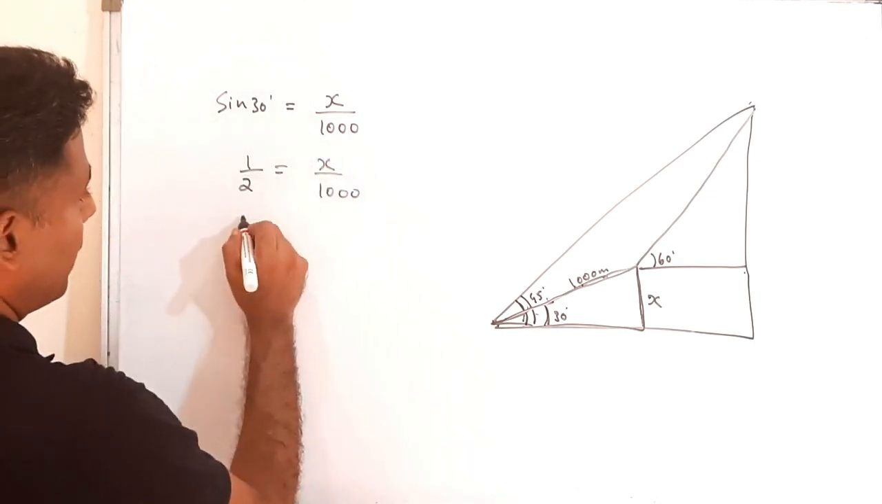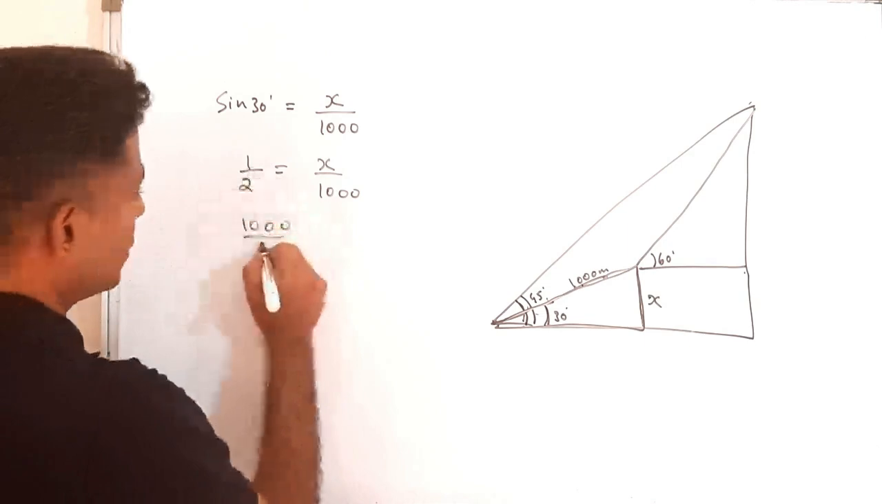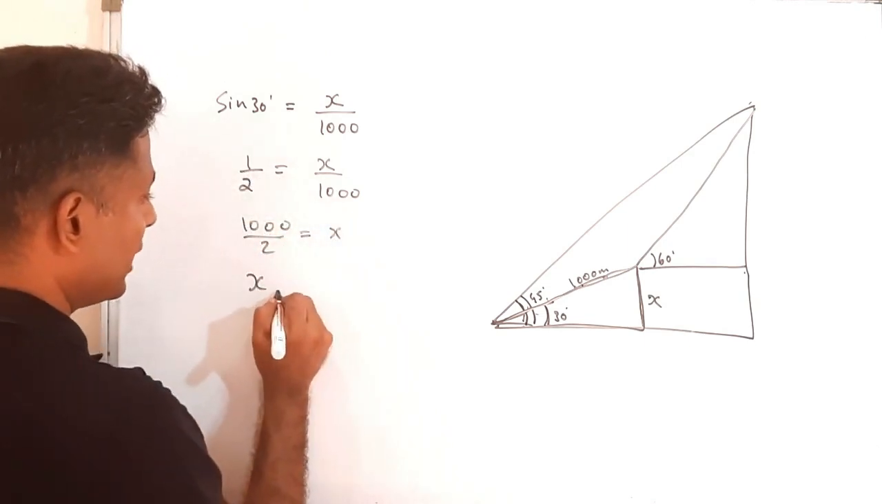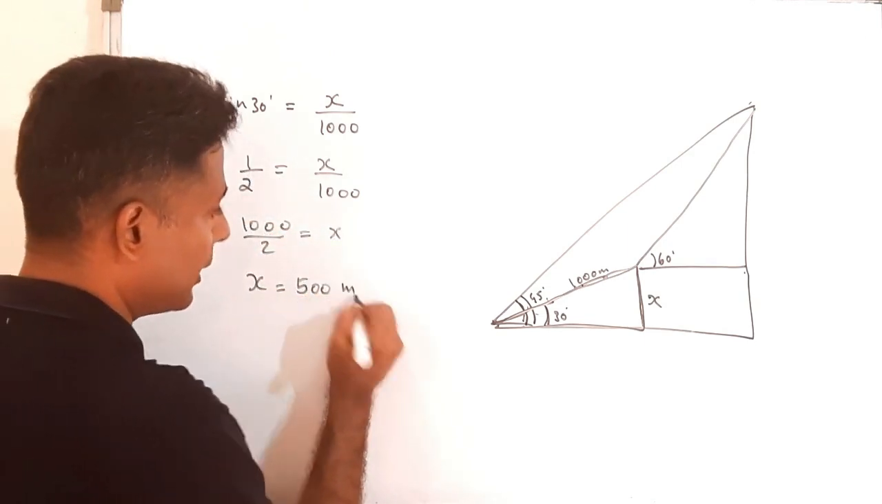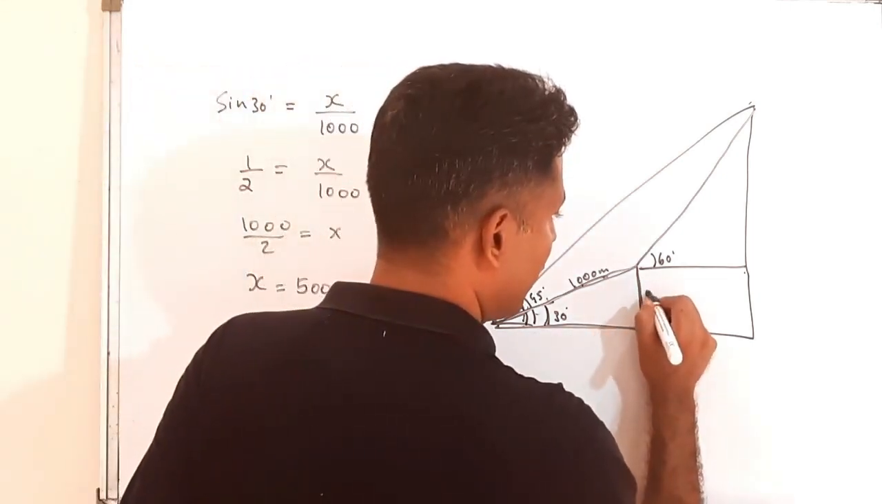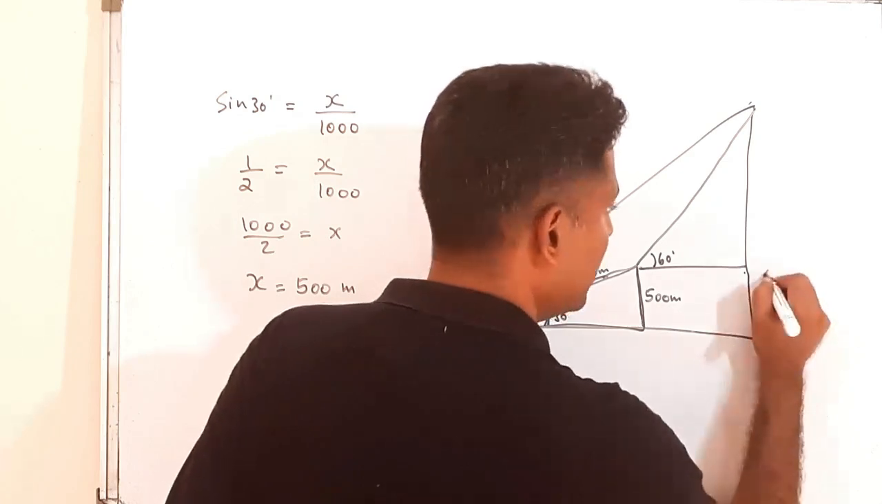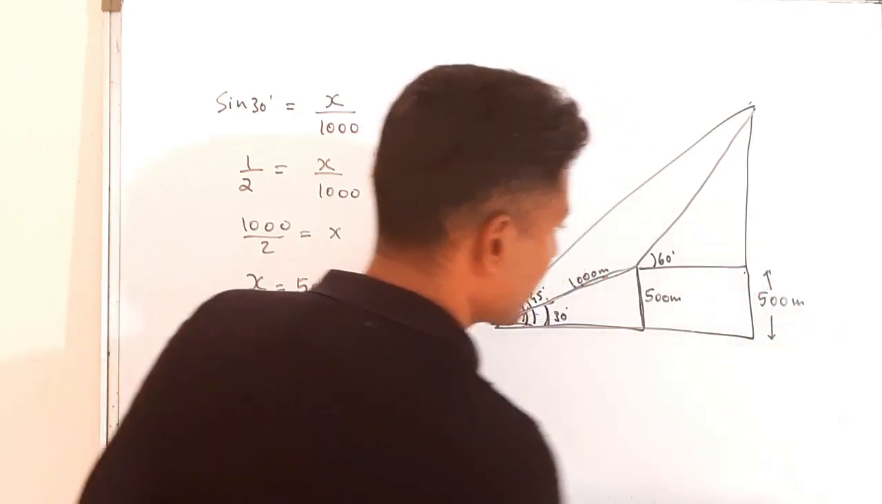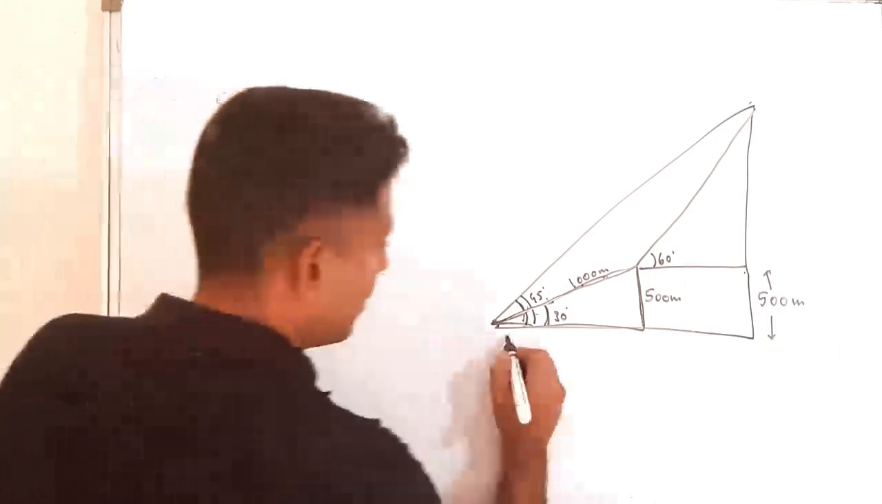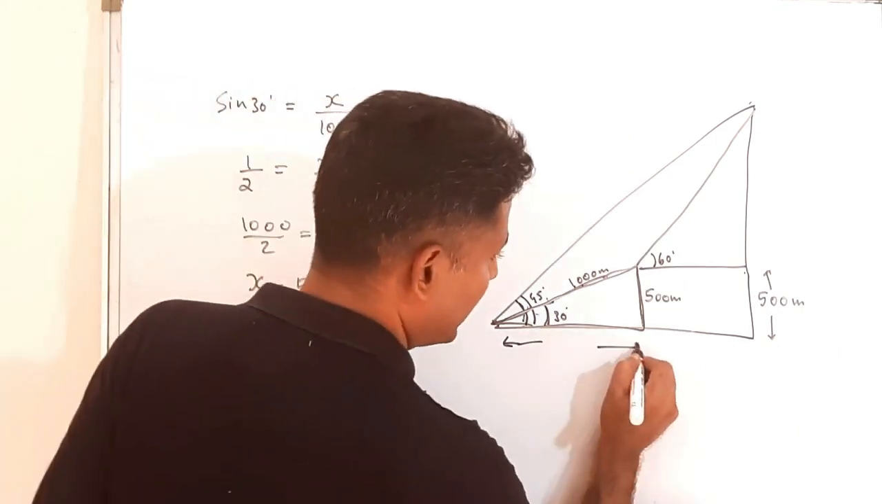So x will be 1000 by 2, equal to x. So x equal to 500 meters. So we get this as 500 meters. This also should be 500 meters from here to here. Alright. Now guys, we also need to find this distance.